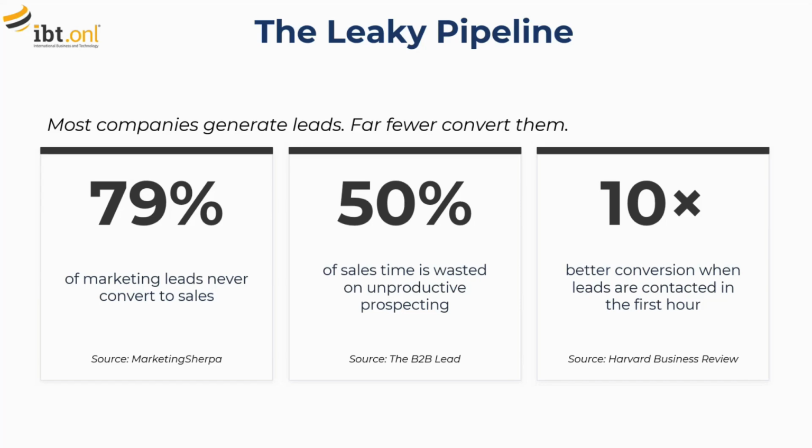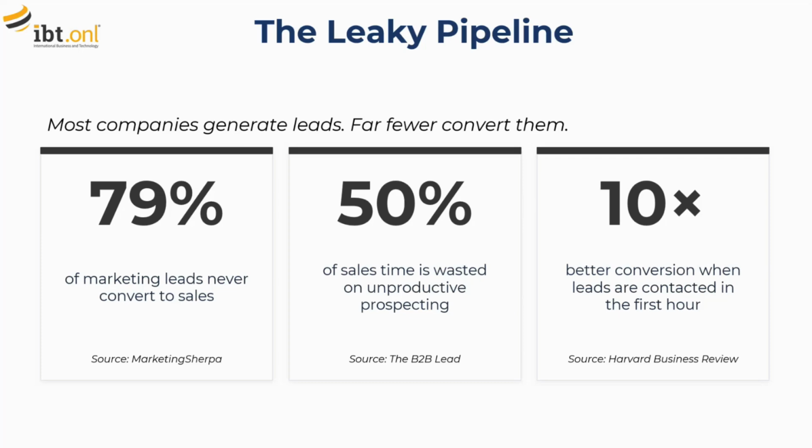But also 50% of the reported data says the sales time is wasted on unproductive prospecting. You're reaching out too soon. They don't have the right context. They're not the right people. They're not the right decision maker. So all of this really then leads to a 10 times lift when the contact happens in the first hour. So when someone gets in touch with your business, if you get in touch with them within the first hour, you have 10 times the opportunities to convert with them.